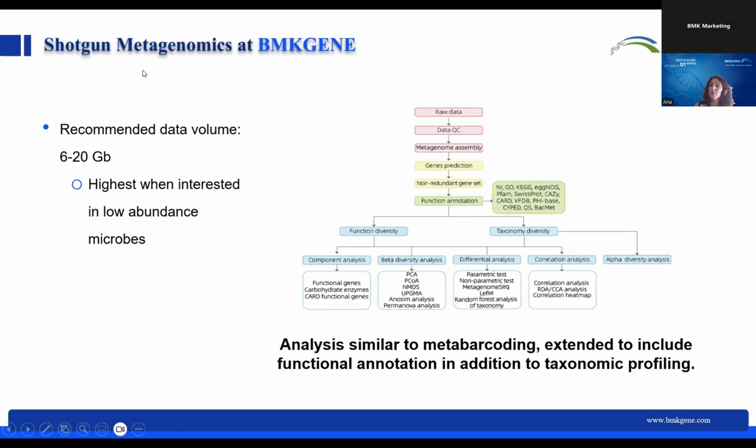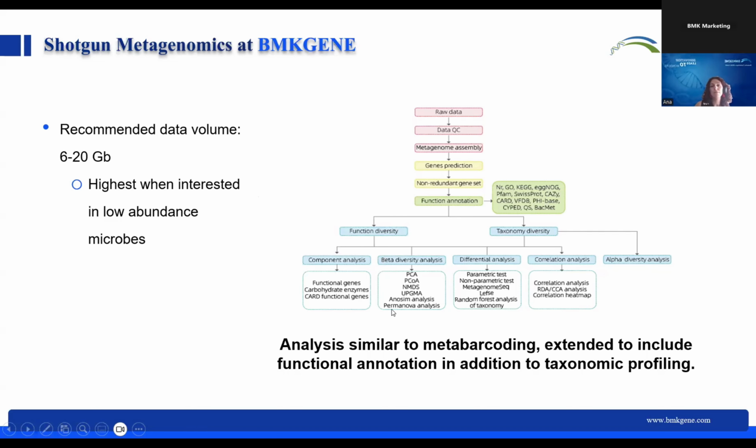So in terms of the service we provide at BMKGENE, we generally recommend to obtain a minimum of 6 gigas, up to 20, and sometimes even 40, depending on the complexity of the sample. And if you are interested in looking at those low abundance microbes, then the data volume needs to be high. And the bioinformatic analysis is very similar to what I've shown previously for amplicon sequencing.